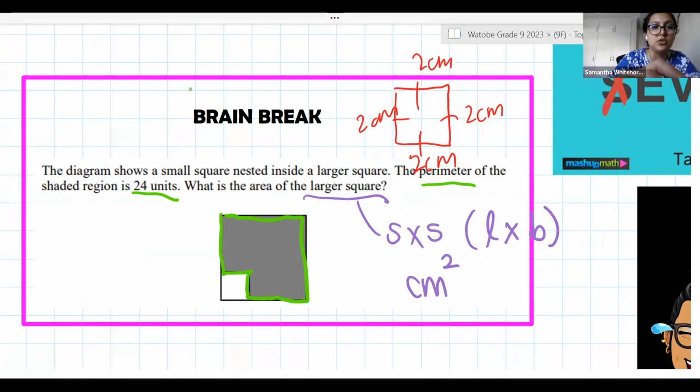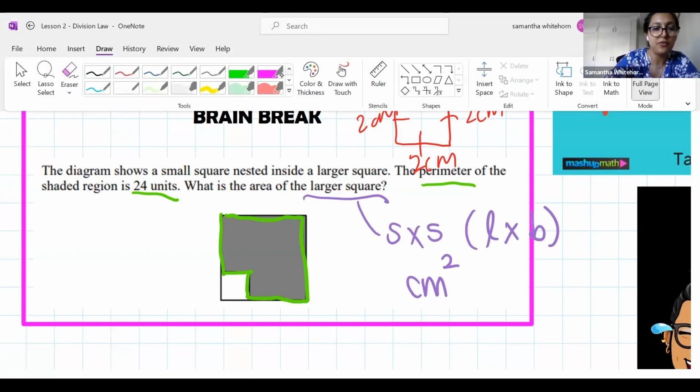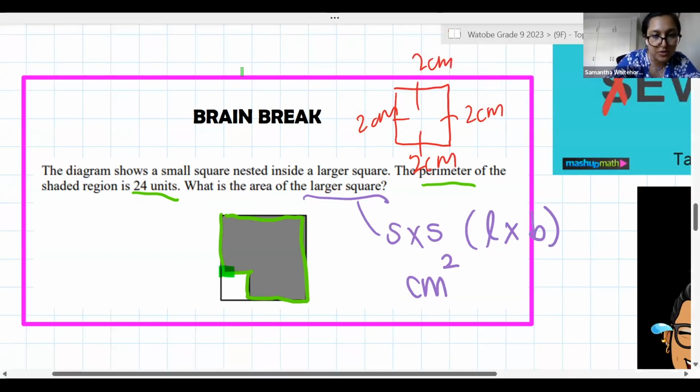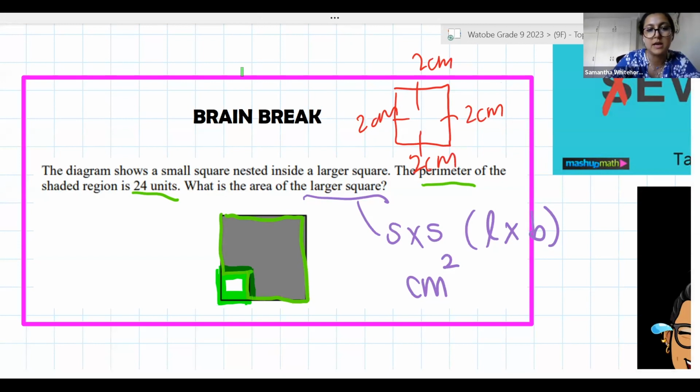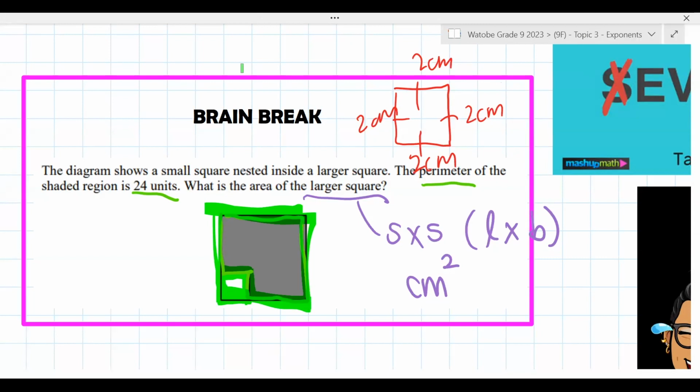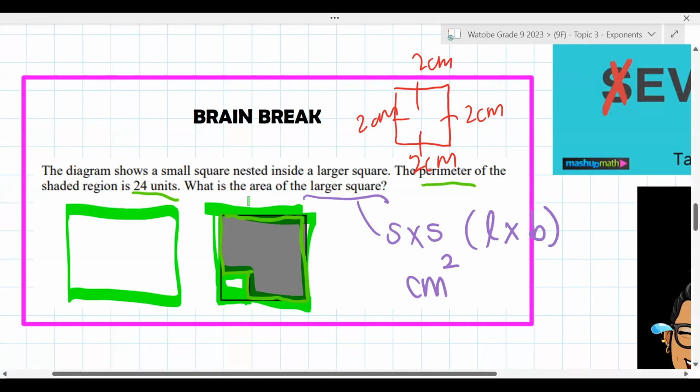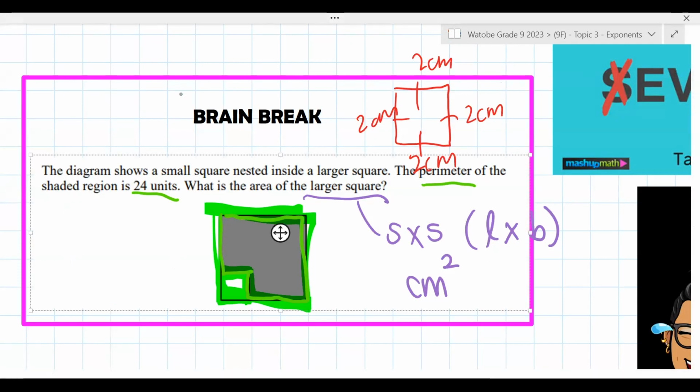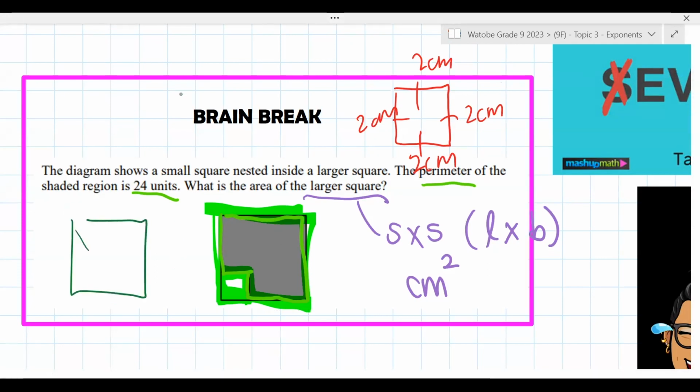Now what I want you guys to notice is that if we took this portion of the square and put it down along the side, and if we took this other portion of the square and put it down on the side, what I would actually get is the full square. So if I rearrange my sides a little bit, I get the full square. So basically the 24 units is the perimeter of the whole square. That does not look like a square. Let's try that situation again. Perimeter of the whole square.